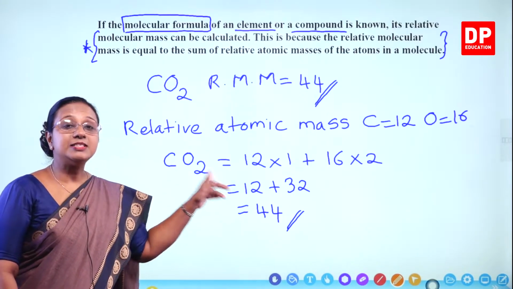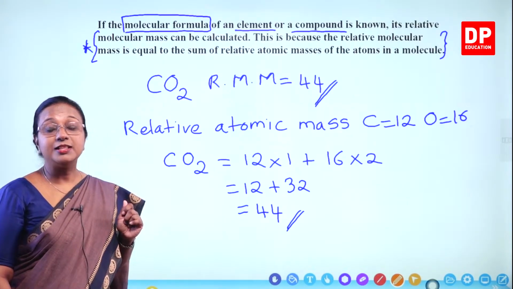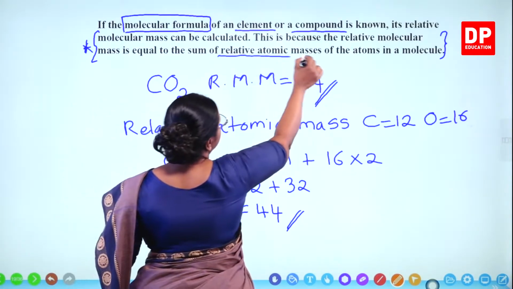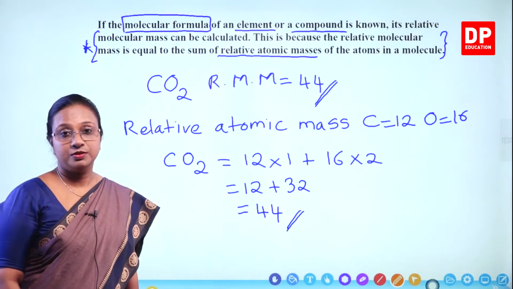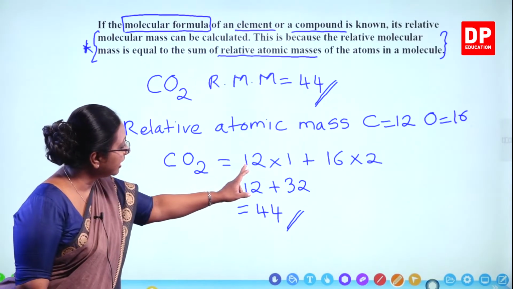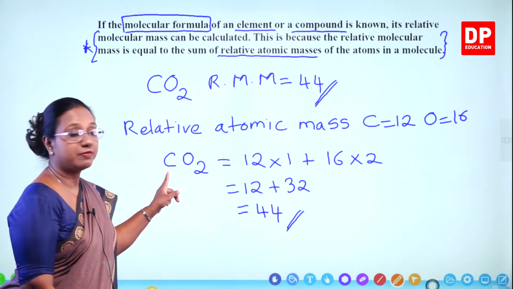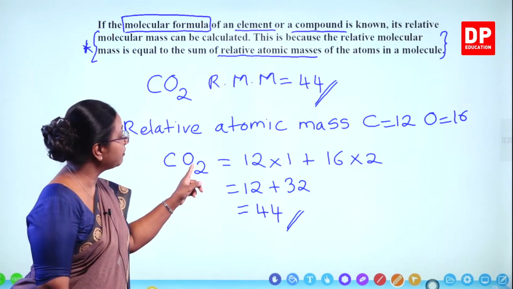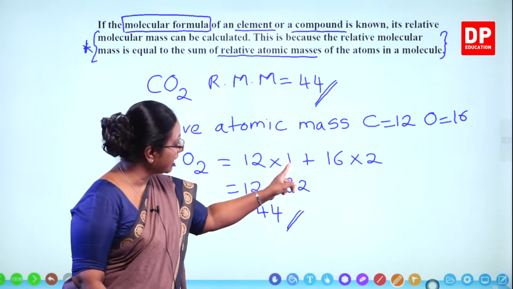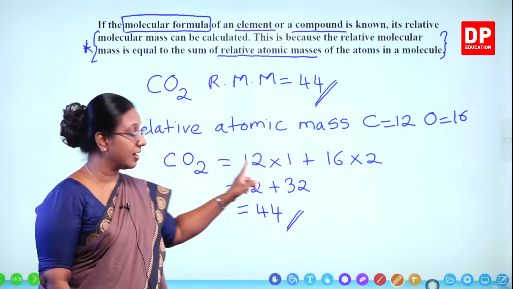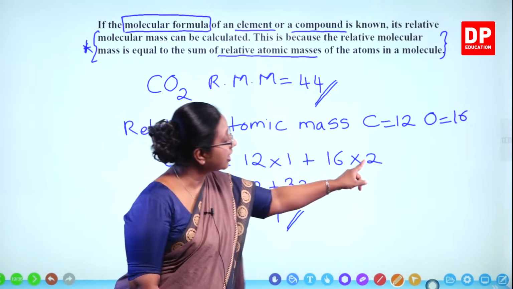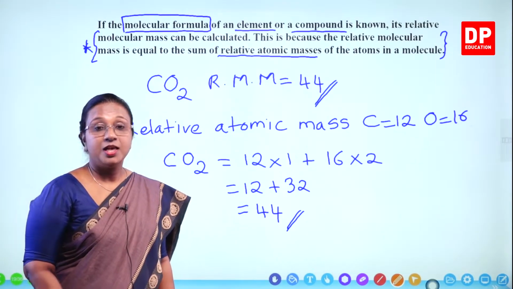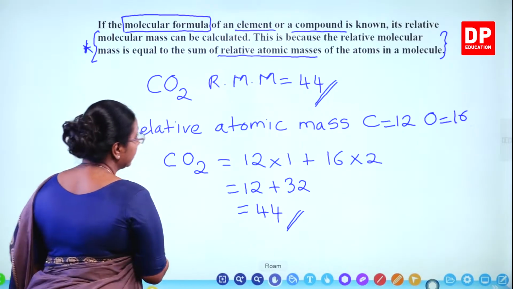Now do you all understand how to calculate the relative molecular masses if the relative atomic masses are known? You have to write the relative atomic mass of the atom of an element and multiply it by the number of atoms. Here there is only 1 atom, so we multiply by 1. CO2, there are 2 atoms, so we multiply it by 2. We will do another example.